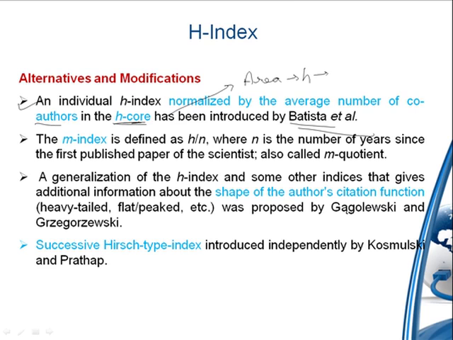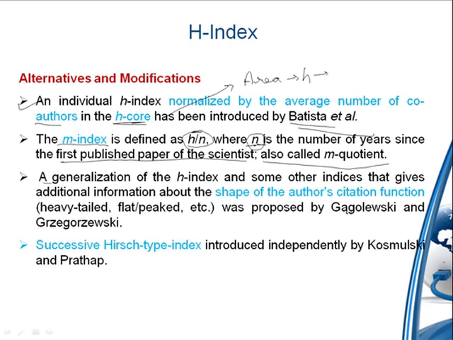The other thing is the M index. The M index is defined as H by N, where N is the number of years since the first published paper of the scientist, also called M quotient. Here, instead of using the direct H value, the M index divides the value of H by N, where N is the number of years since the scientist's first publication.